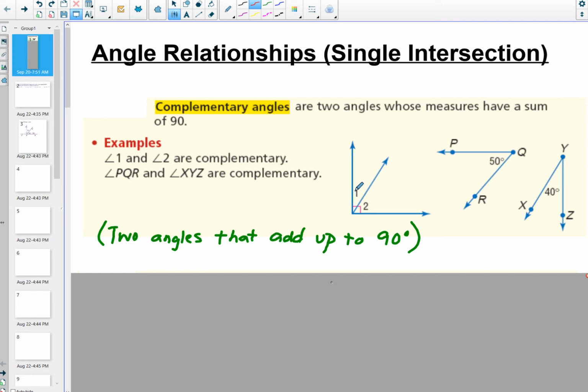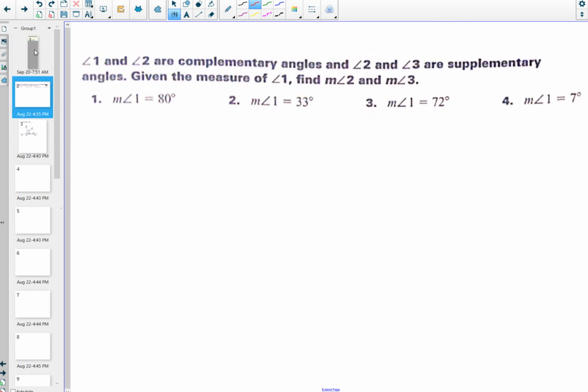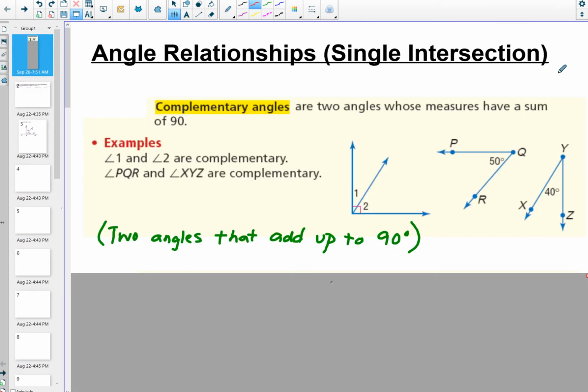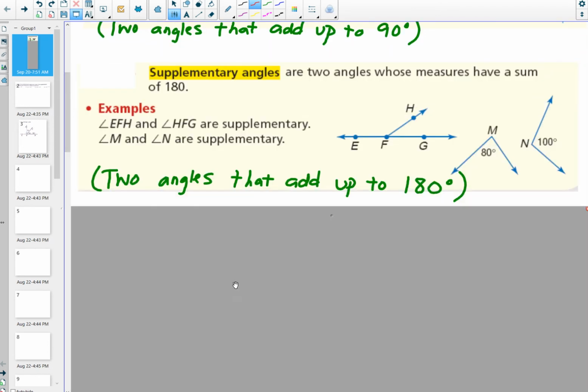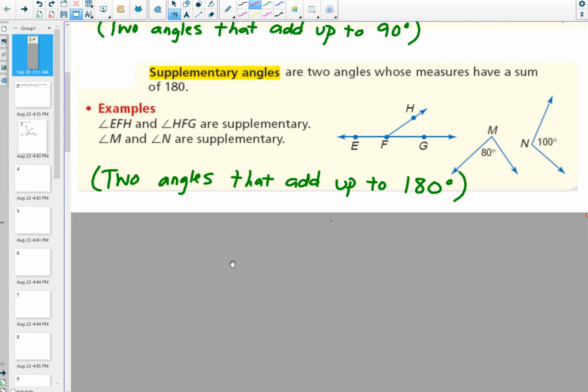You double checking that? Okay. If Jamal says so, then I agree. Okay, supplementary angles. We already talked about that. 2 angles that add up to 180.